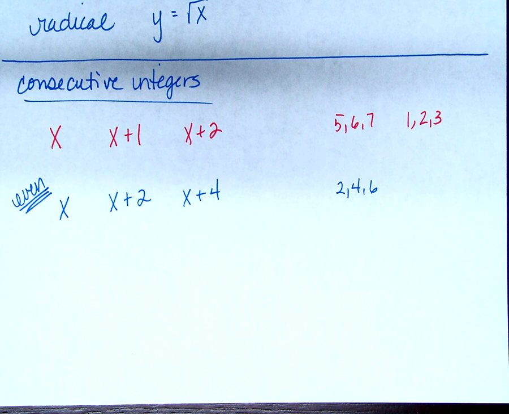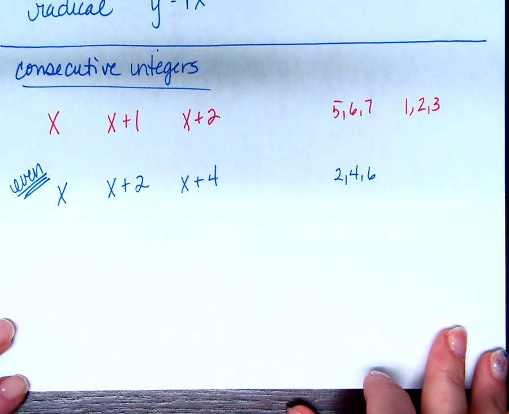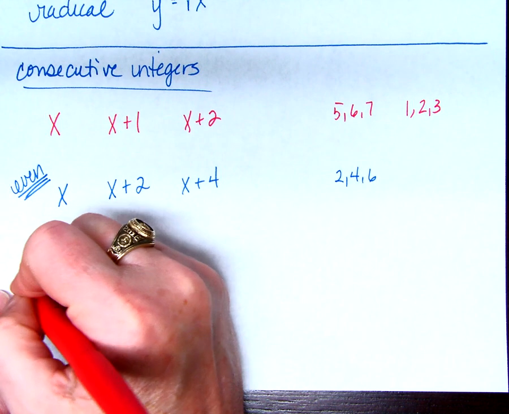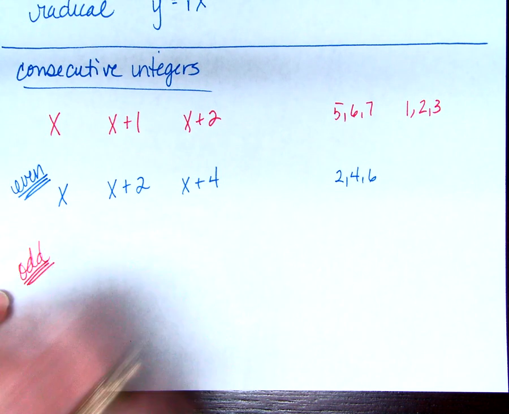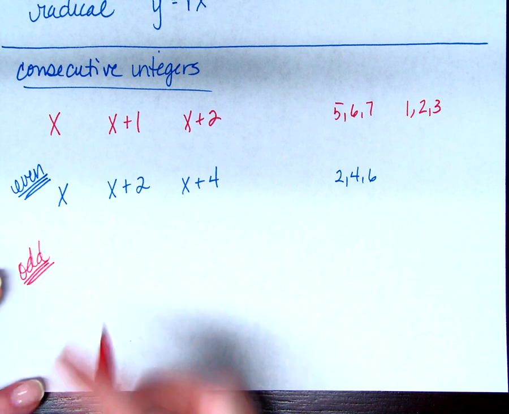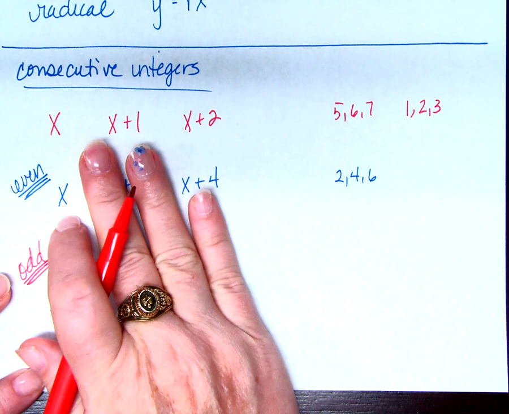Now, this one will trick you if you let it, but you will not let it. I want to talk about 3 consecutive odd integers. What are we going to call the first one? X. So I'm going to take a timeout here.